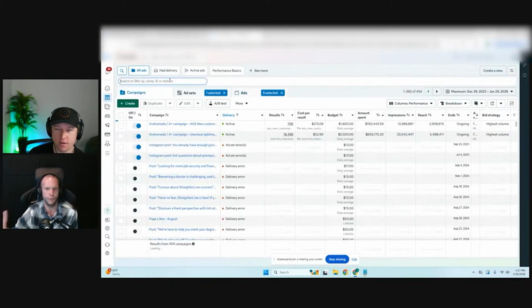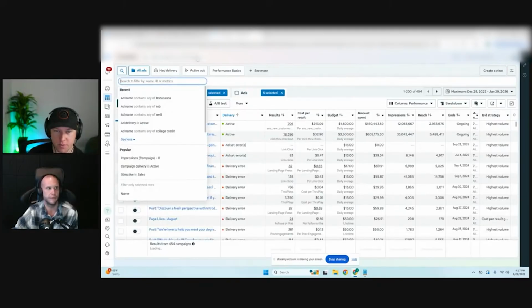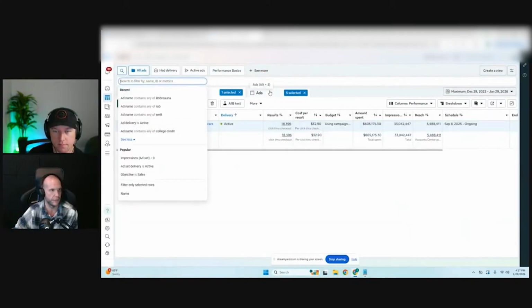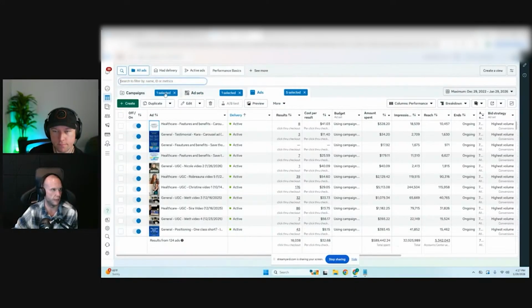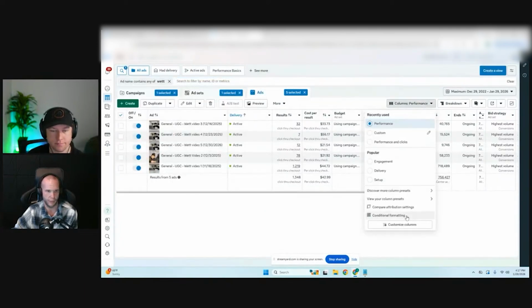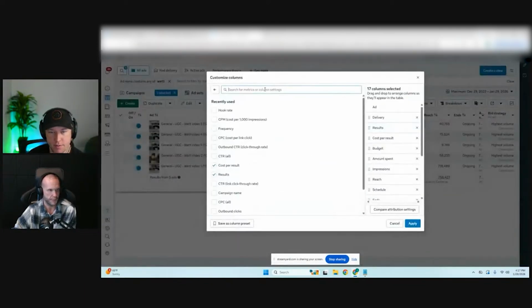Do you mind showing the hook rate and the outbound click-through rate just to see if there's a difference there? Absolutely. What's funny is that all of those pieces of information are also indicative of where they're at in their journey. Yeah. No, it makes total sense.